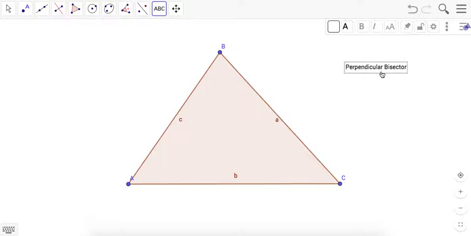Okay, the perpendicular bisector. If you remember from last section, perpendicular intersects at 90 degrees. The bisector cuts it in half. So we're going to perpendicularly bisect each of these sides. I'm going to take A here and draw in the perpendicular bisector. GeoGebra makes that job really easy for us.